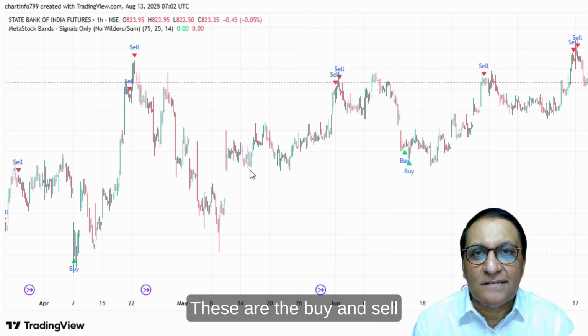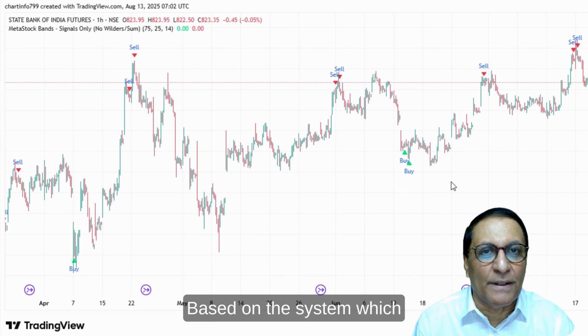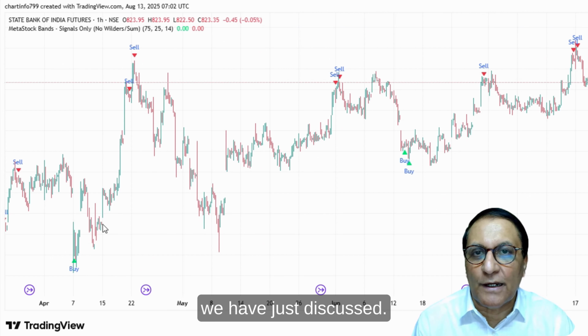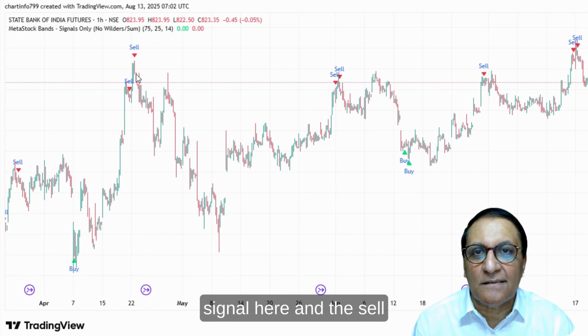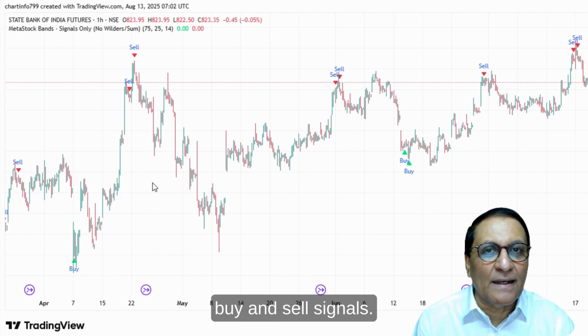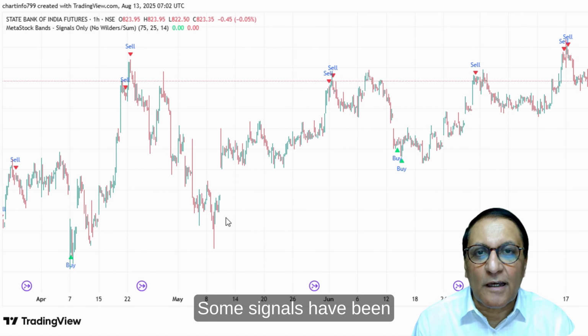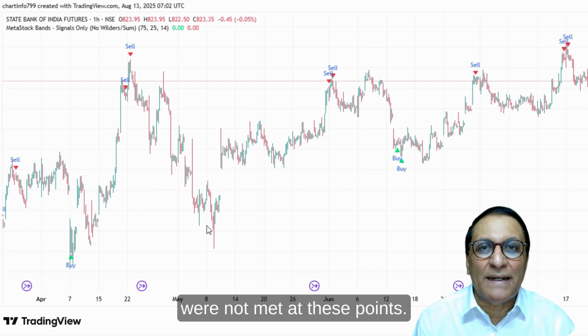These are the buy and sell arrows generated on the hourly chart of State Bank of India based on the system which we have just discussed. You can see that the buy signal here and the sell signal here and the subsequent buy and sell signals, some signals have been automatically eliminated because the full conditions were not met at these points.